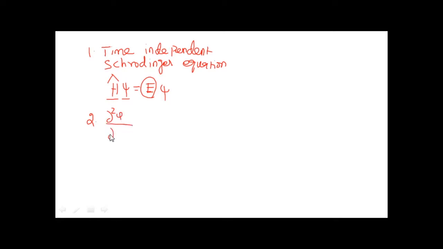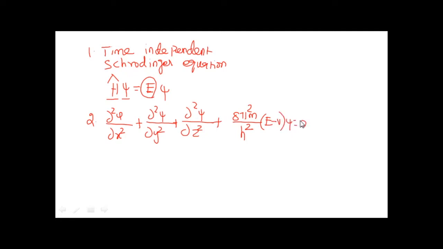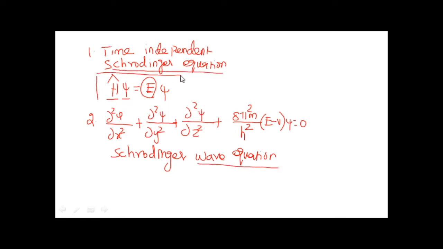tau squared psi divided by tau x squared plus tau squared psi divided by tau y squared plus tau squared psi divided by tau z squared plus 8 pi squared m divided by h squared multiplied by (E minus V) psi equal to 0. This equation is called the Schrodinger wave equation. This is the Schrodinger equation. This is the Schrodinger wave equation. This is also independent of time.